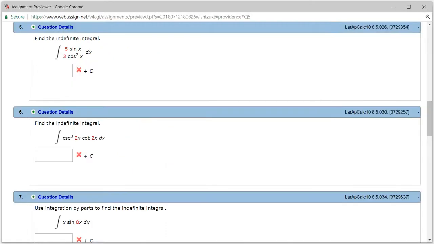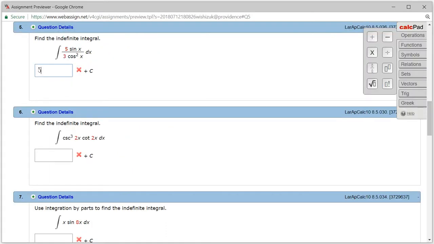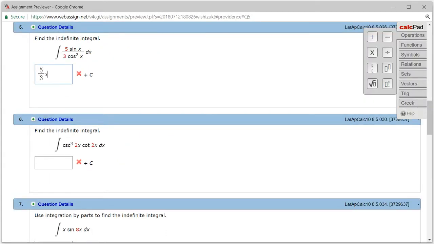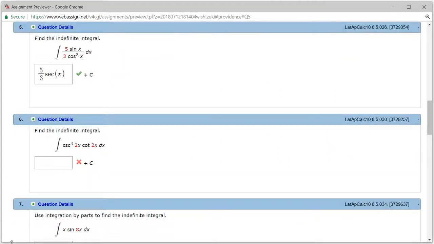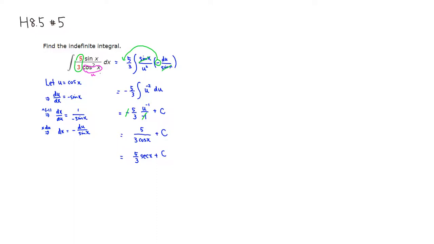So let's type it in. We have 5/3 secant of x. Let's check the answer. Submit for testing. It came back and it looks like we got this one correctly. That's it. I hope that this was clear.